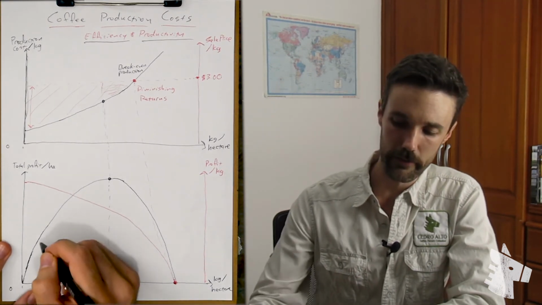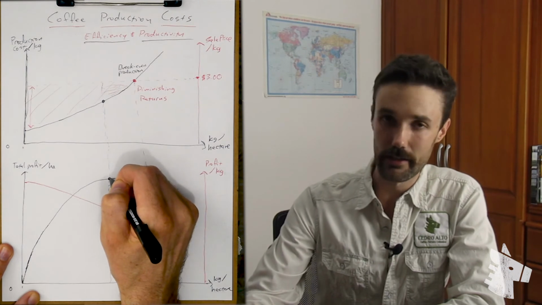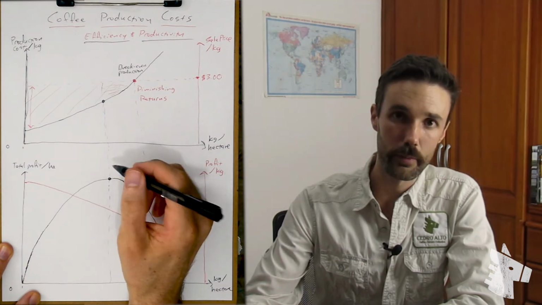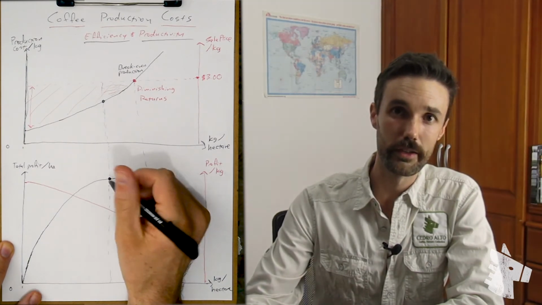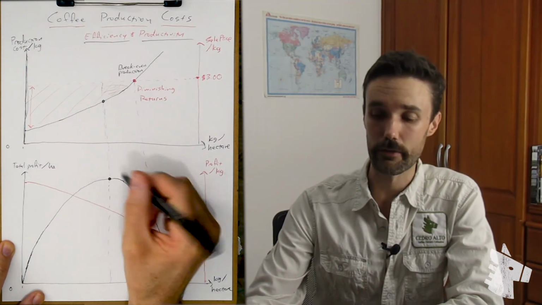The objective of a producer would be to figure out where exactly is this perfect point where their cost of production is reasonable and their yield per hectare is reasonable in generating the highest level of profitability for that farm.